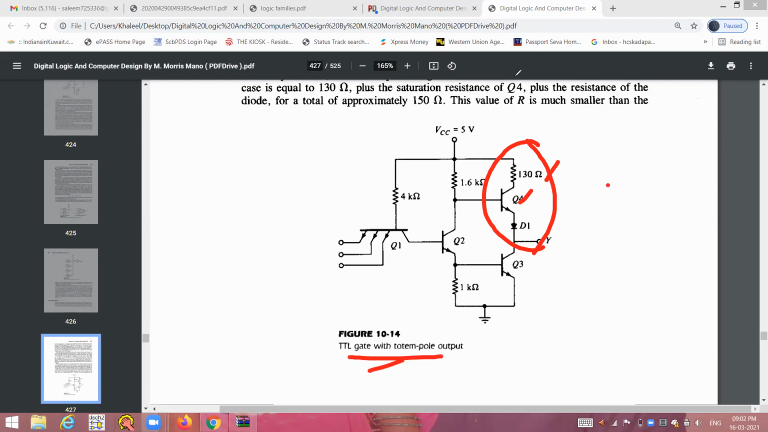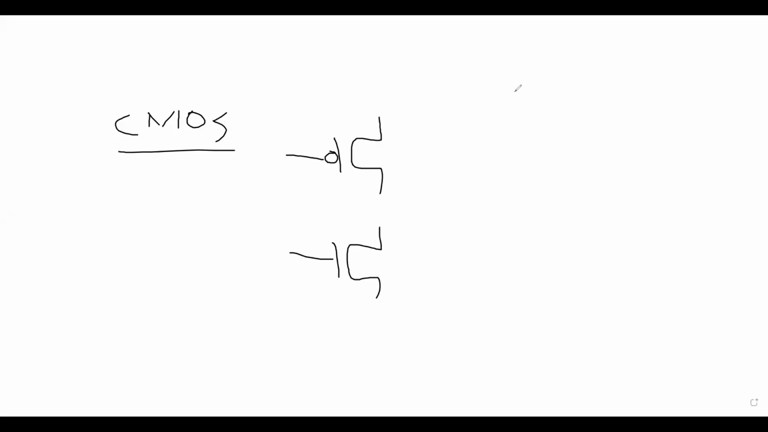TTL, I'm not going to explain because of the lack of time. Now I'm going to explain CMOS, complementary metal oxide semiconductor. This is a PMOS, P-type MOS transistor. This is an NMOS, N-type MOS transistor. What is the difference between these two? The bubble is the difference between these two.